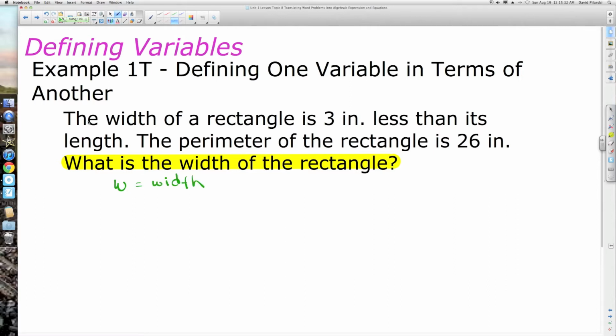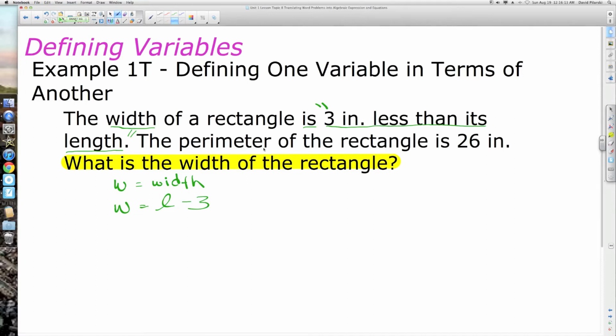Now, in this first sentence, it says the width of a rectangle is 3 inches less than its length. The first sentence is where we define one variable in terms of another. We define the width in terms of the length. This sentence, the width is 3 inches less than its length, can be interpreted as this equation. The width is 3 inches less than the length. Well, the length is L, so the width is going to be L minus 3.